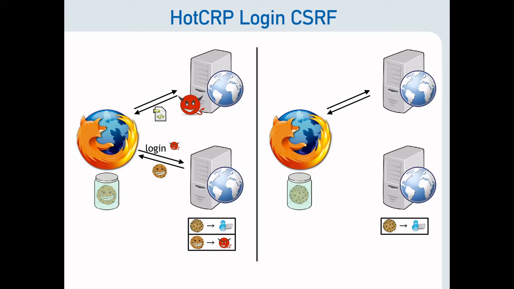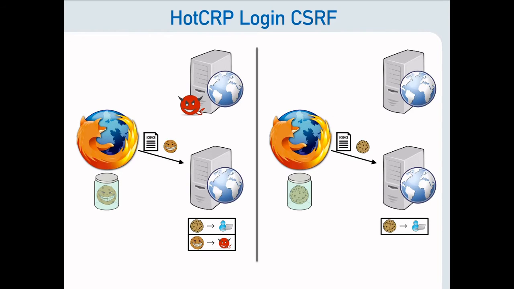So what happens is that HotCRP accepts this request and accepts the login. And as a result, it responds with a session cookie for the attacker's account that is stored into the honest user's browser. So instead of being logged in his own account, the honest user is now logged into the attacker's account. Now, if the user uploads her paper, then on the left side, it will be stored in the attacker's account, and in the right side, it will be stored in the user's account.